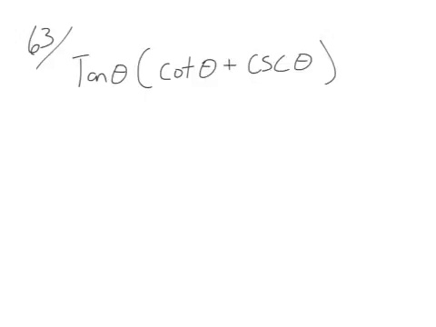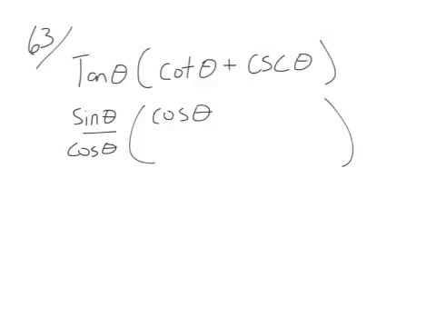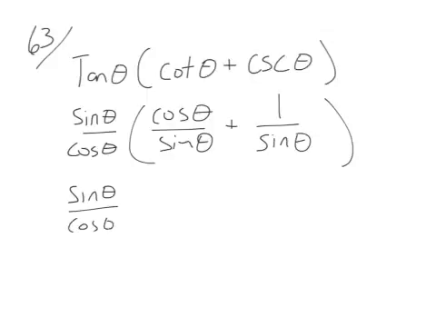Let's play the game. First of all, we probably want to switch tangent to sine over cosine, cotangent to cosine over sine, and cosecant to 1 over sine. We have some real good news here. It's got a common denominator already. Inside the parentheses, there's sine in both denominators. So if I just rewrite this, we can make this a single fraction.